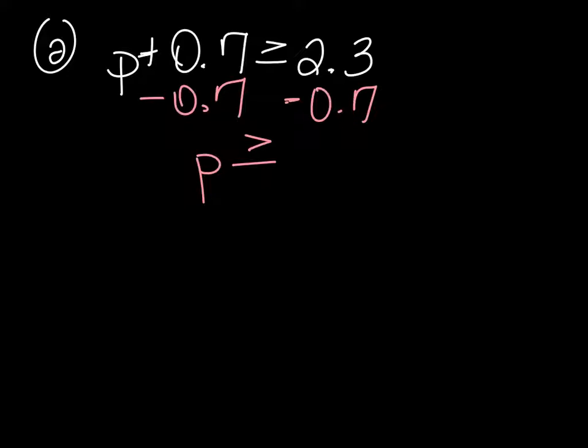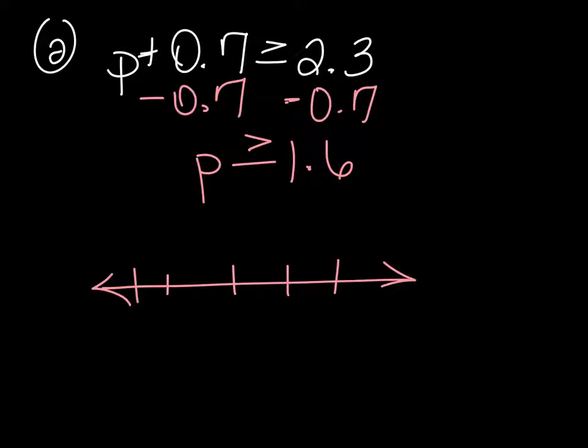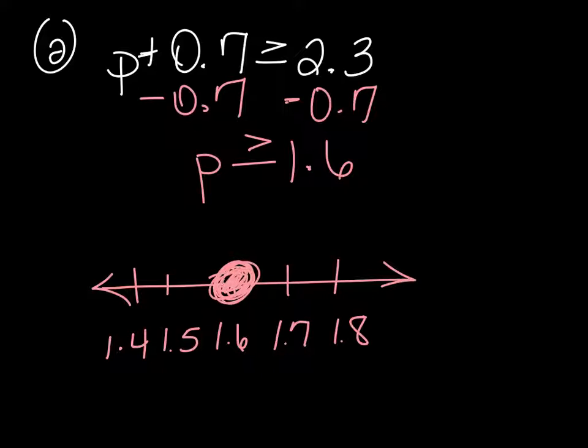I would have to borrow from the 2. And I get 1.6. 1.4, 1.5, 1.6. My circle on this one's going to be closed because of the line underneath, and it is pointing to the right. Alright, good job. Let's look at the next one.